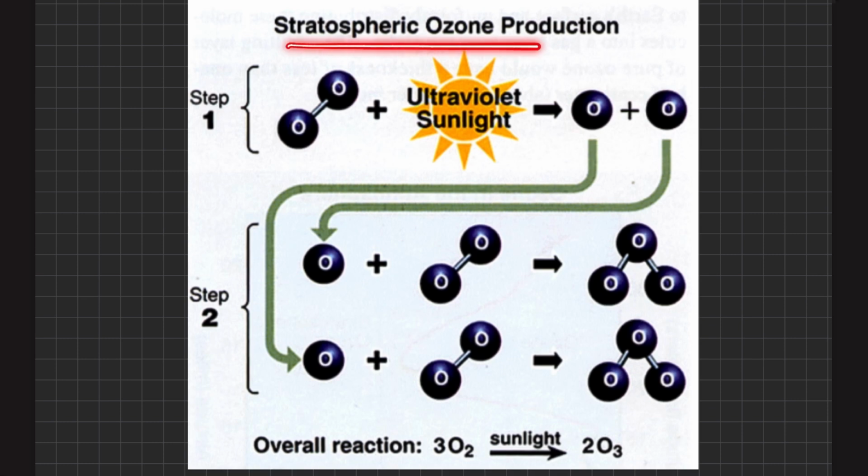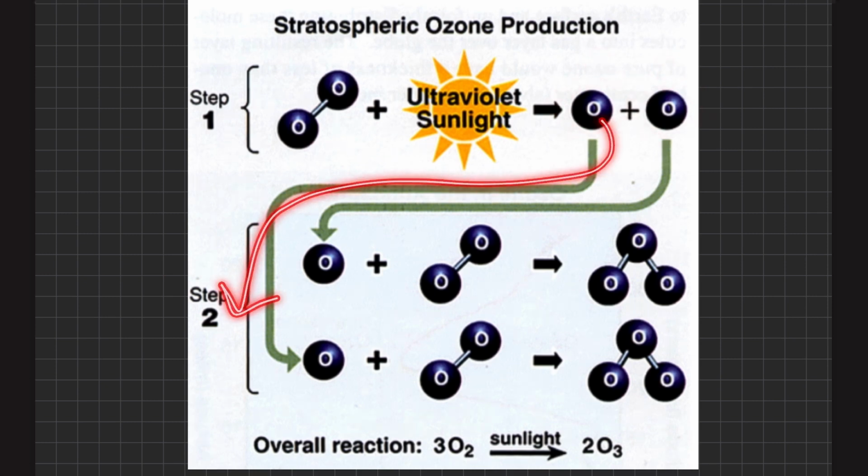So this slide describes the stratospheric ozone production. In the first step, this is the oxygen molecule and here comes the ultraviolet radiation from the sunlight. These radiations are so energetic that they break the oxygen molecule, and in this way oxygen is converted into oxygen atoms with free radicals. In the next step, these oxygen free radicals react with further oxygen molecules to form O3. So the overall reaction for ozone production has been explained in this slide.